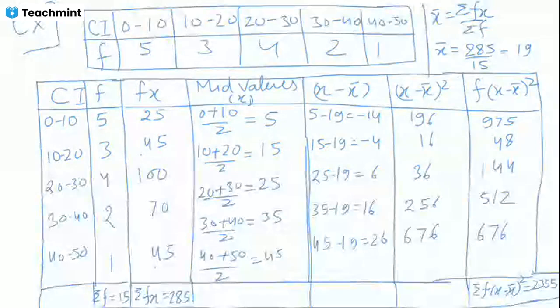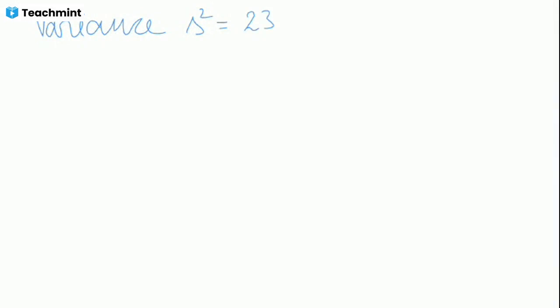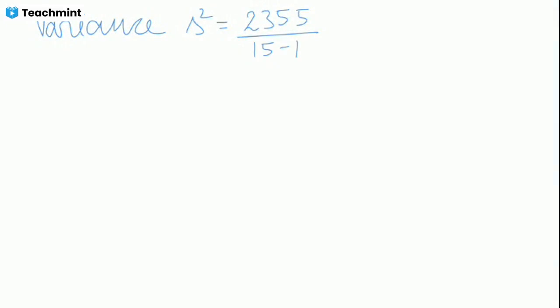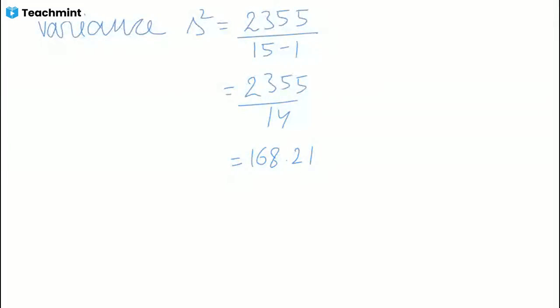Okay, so now let us find variance and standard deviation. So variance s square is equal to summation f into x minus x bar whole square, we have 2355, divided by n minus 1. Here n is summation f, which is 15. So we'll take 15 minus 1. So 2355 is divided by 14, and we have 168.21 as the variance.